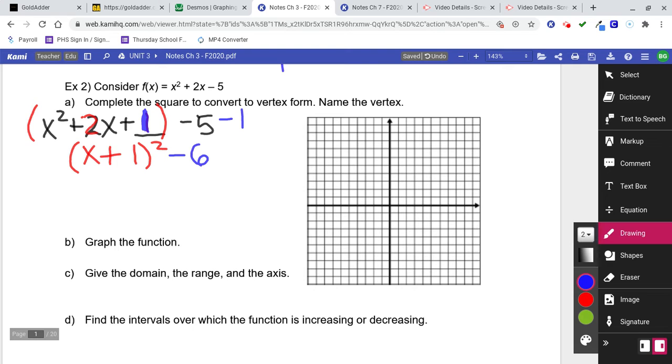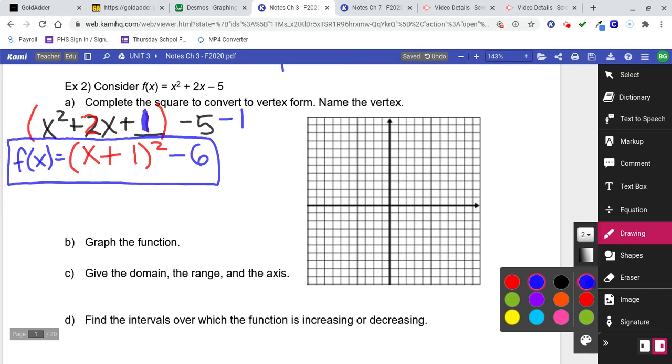And so complete the square to convert to vertex form. That's vertex form. And vertex form is useful because I can see the vertex there. The x part would be -1, and the y part would be -6. And that's exactly what Desmos told us a minute ago. 1, 2, 3, 4, 5, 6. There's the vertex at -1, -6. Okay?